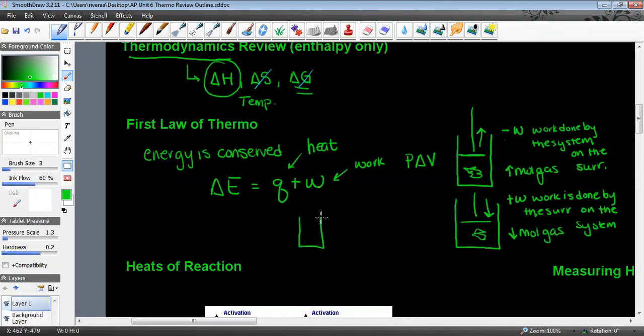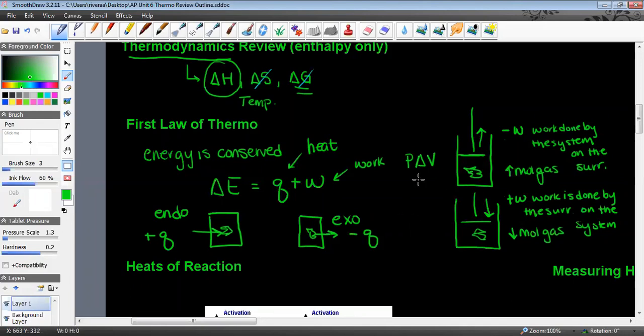So if we have a reaction that is exothermic, where the reaction is releasing heat out into the environment, that would be a negative Q, where the heat is leaving the reaction and going out into the surroundings. And if we had the opposite of that, where the reaction is absorbing heat, endothermic, you would have a positive Q.